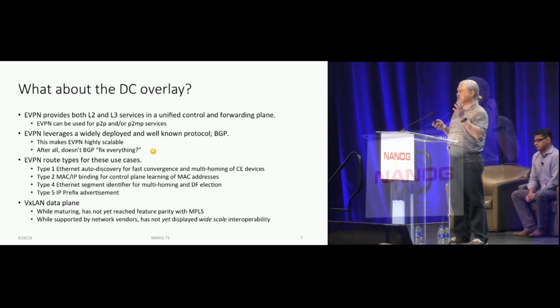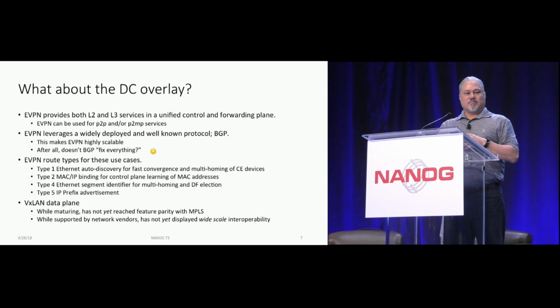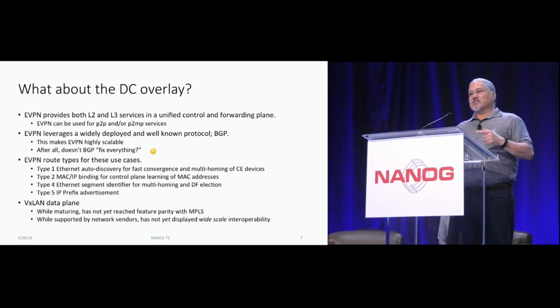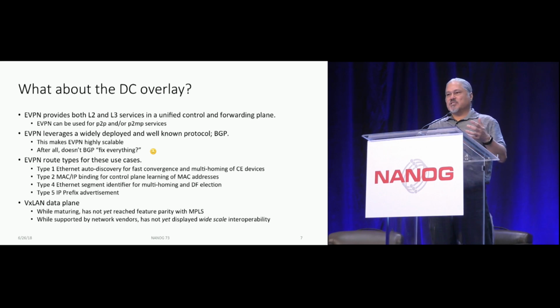VXLAN is maturing. It's been around, I think, 2012-ish, versus MPLS, which has been around, again, a couple decades. It has not yet reached feature parity, so it's close, but there are some gaps. It's growing, it's maturing. It is multi-vendor, it is interoperable, it is deployed, but you really can't say it's widely deployed. I mean, you can't point at a dozen networks and say they're doing VXLAN. Maybe inside the data center, but not so much inter-data center. So it just makes a lot of sense to stick with MPLS.